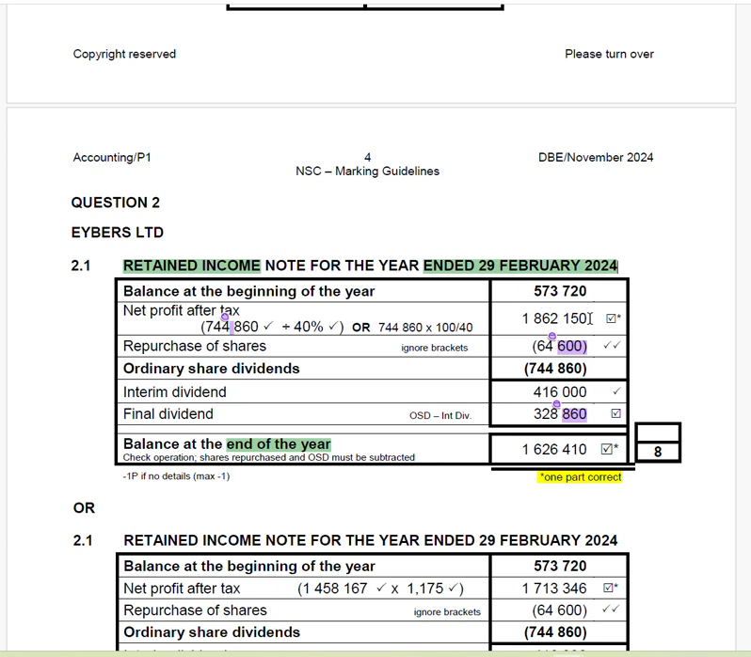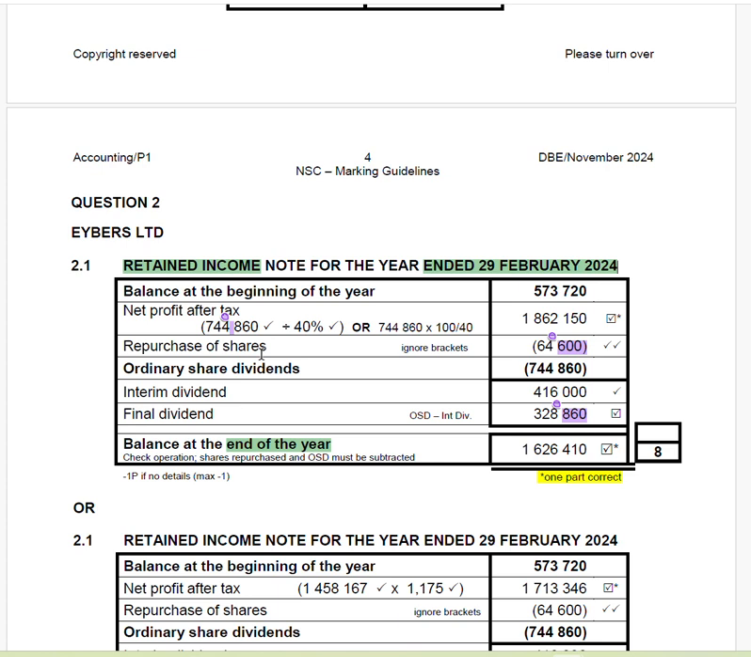1,862,150. Apologies for that. I do not normally pronounce numbers like millions of rand, so it becomes harder sometimes to say it as quick as possible, because I will normally say 1,862,150, but basically this is 1,862,150. Then we have repurchase of shares.